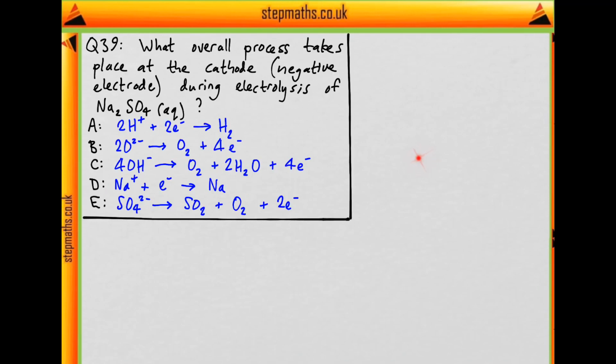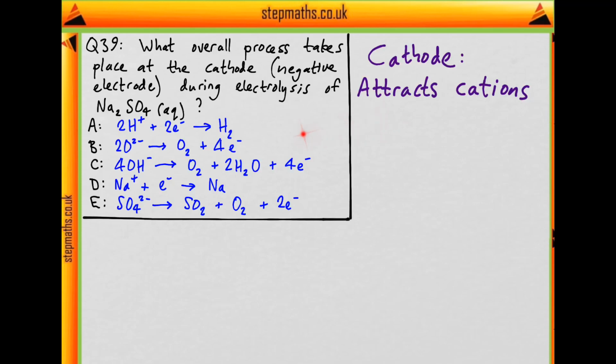So how do we answer this question? Well, we're given a big clue by being told that it takes place at the cathode, which is the negative electrode. So what sort of ions are going to go towards the cathode? So it's going to attract the positive ions, or the cations. And we can think of this as the electrode being negative, so it attracts the positive ions, or the electrode having an excess of electrons, so it gives them to the cations.